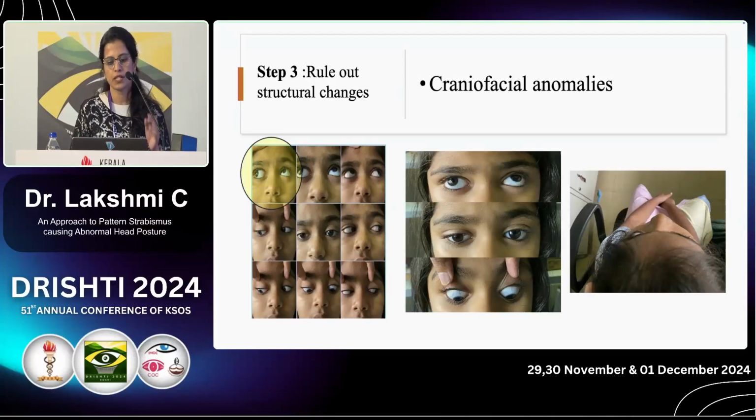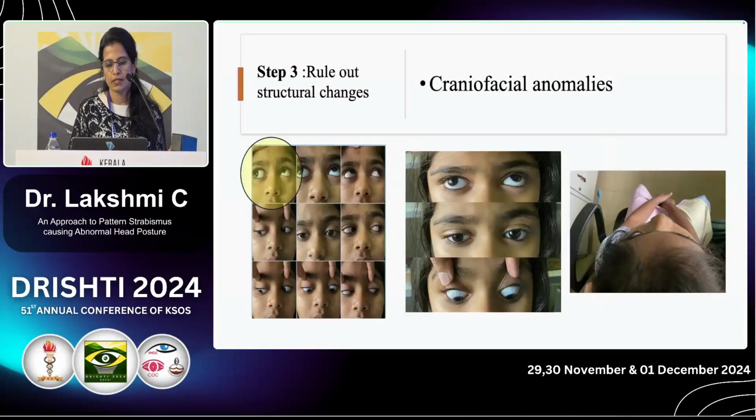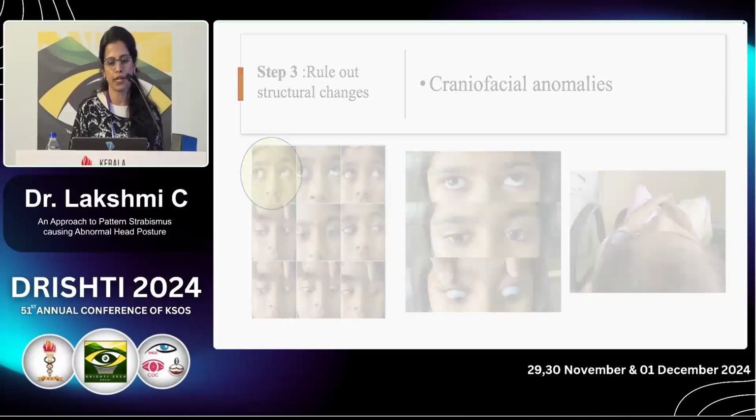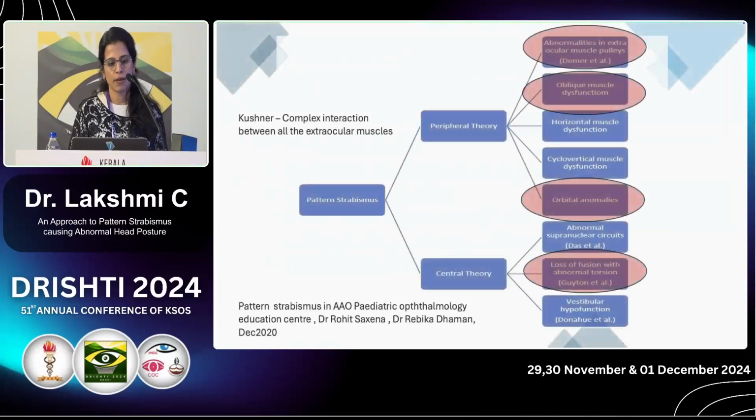So the next thing we need to check is, why are we bothered about this? Because as seen in the other pictures, it could be to facilitate fusion, it could be to separate the images as far as possible, it could be due to an associated DVD, or in the plagiocephaly case that I showed, she didn't have an abnormal head posture because she had amblyopia in one eye. And it could be a combination. This will influence the management.